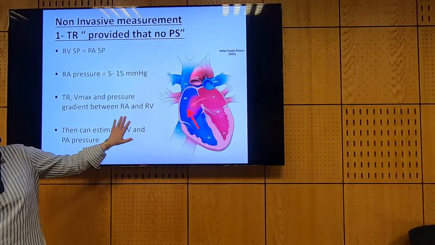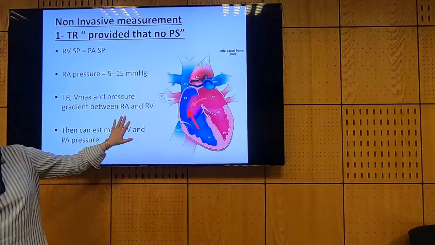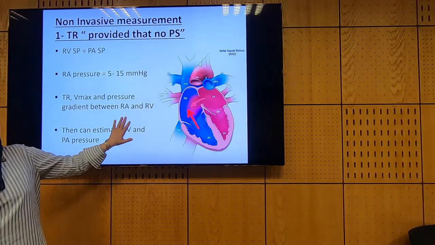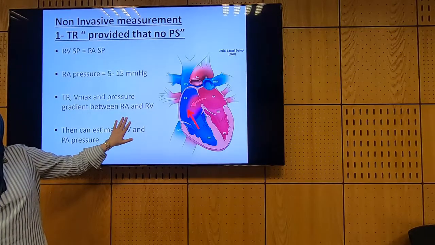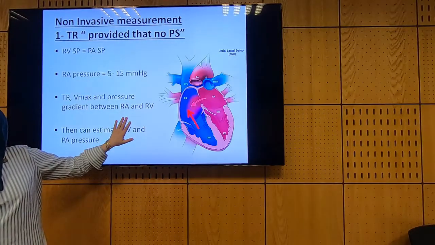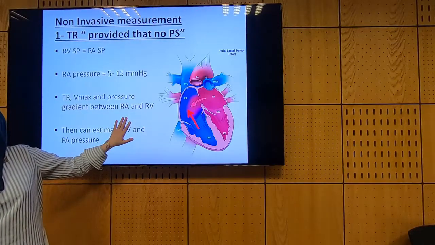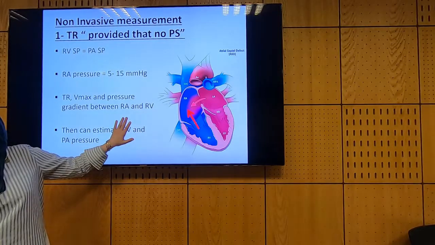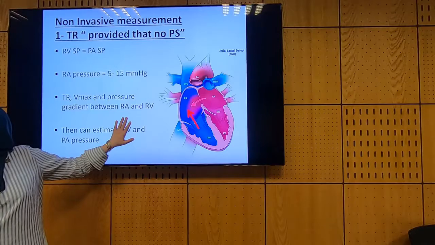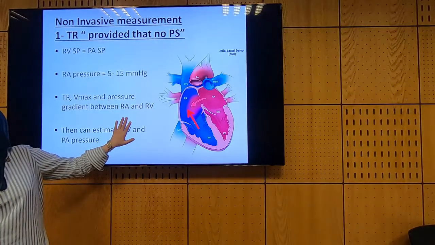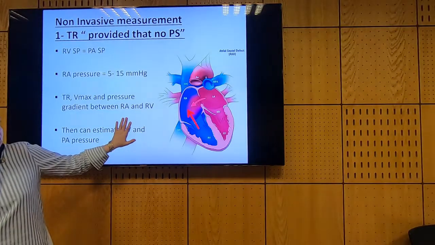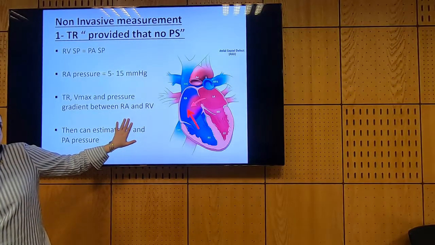Pressure gradient can be measured by the simplified Bernoulli equation. Exactly. The Bernoulli equation means that you can measure the pressure gradient between two chambers in the heart if you know the velocity of the blood that is going through the valve. So the Bernoulli equation, as Ahmed said, is 4 multiplied by the square of the velocity of the blood.